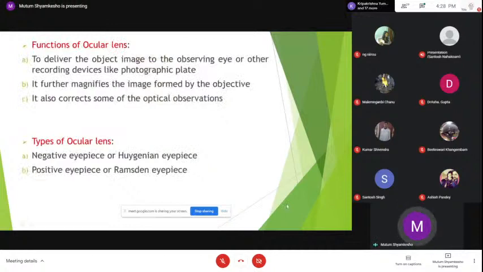Then we are coming to the ocular lens. These ocular lenses, again, ocular lens has three important things.